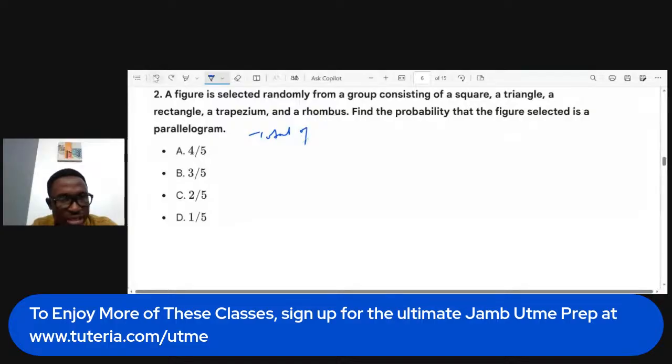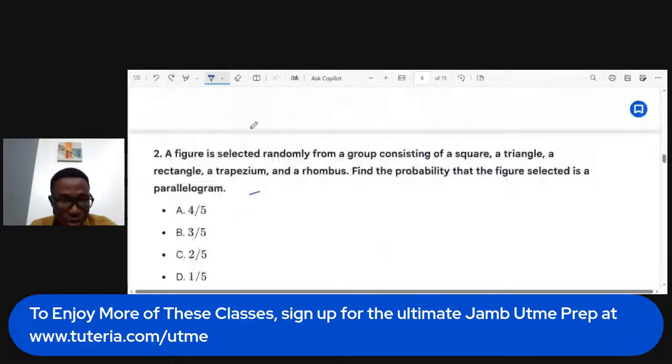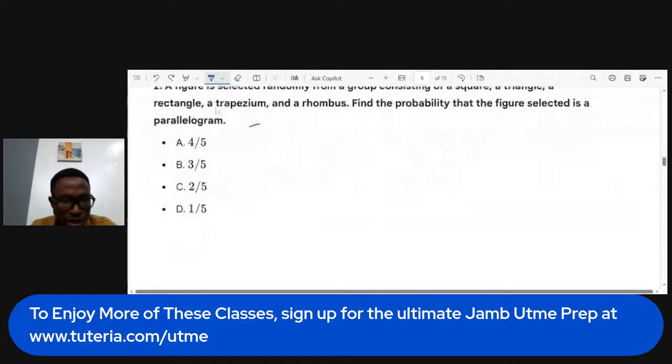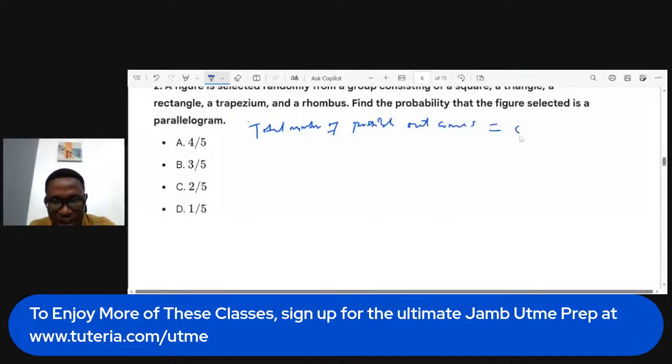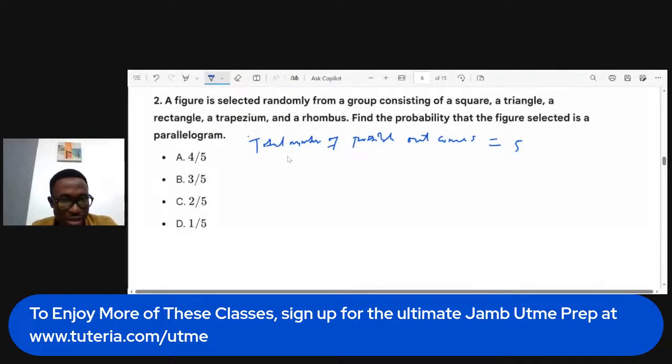Who can tell me? How many shapes do we have there? 5. That's our total number of possible outcomes. Total number of possible outcomes equals 5. So now what are the parallelogram figures that I told you? Square, rectangle, and rhombus.